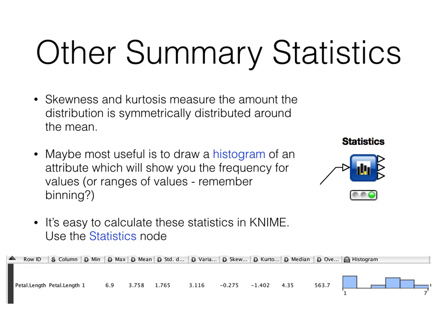So it's really easy to calculate all of these statistics, the min, the max, the mean, the standard deviation, the variance, skewness and kurtosis, and the median in KNIME. All we need to do is use this statistics node, and you can see that on the right hand side. When you do that, you get a big table, and I've shown the values just for the petal length attribute. And you can see on the right hand side that it's a bimodal distribution, or at least at the level that we're looking at it there. So that's our summary statistics.